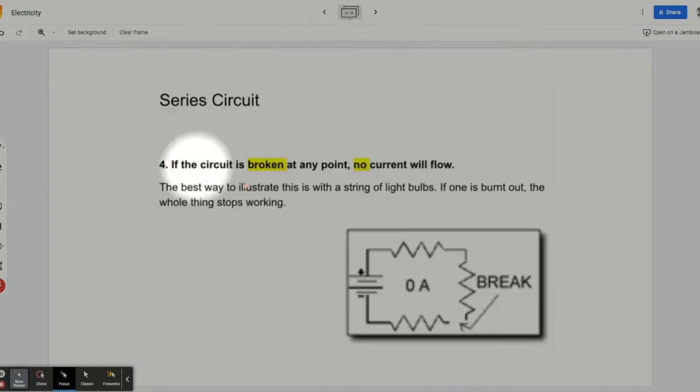I hope you already know this one, but a classic example of a series circuit is Christmas lights. If one Christmas light goes out, they all go out. That's because it's in a series circuit. If there's a break anywhere in that path, everything goes out because it's all connected.